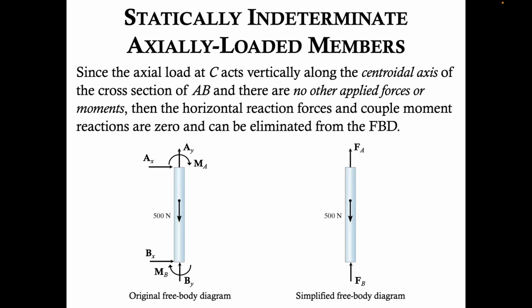Since the axial load at C acts vertically along the centroidal axis of the cross-section of AB, and there are no other applied forces or moments, the horizontal reaction forces and couple moment reactions are zero and can be eliminated from the free body diagram. Here was the original free body diagram, and here's the simplified free body diagram showing only the reaction forces in the vertical direction at points A and B, which we'll call F sub A and F sub B.